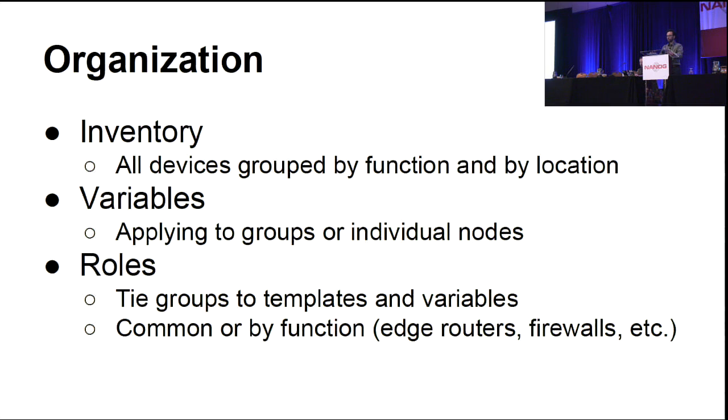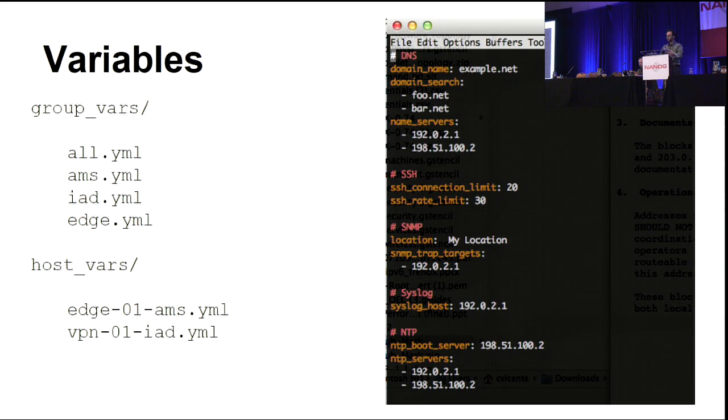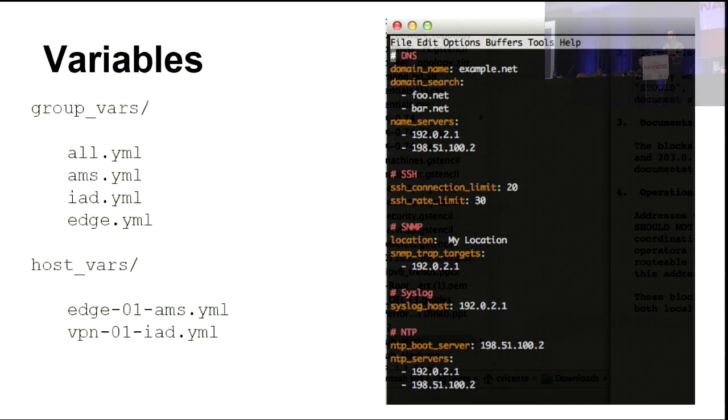Use variables that apply to either groups or individual nodes, and you tie those things together in things called roles. This is an example of a variable file, and the format is YAML, yet another meta language, I think. And it's basically text, key value pairs, and lists, and they can be nested lists, etc. So it's very easy to read, easy to edit.